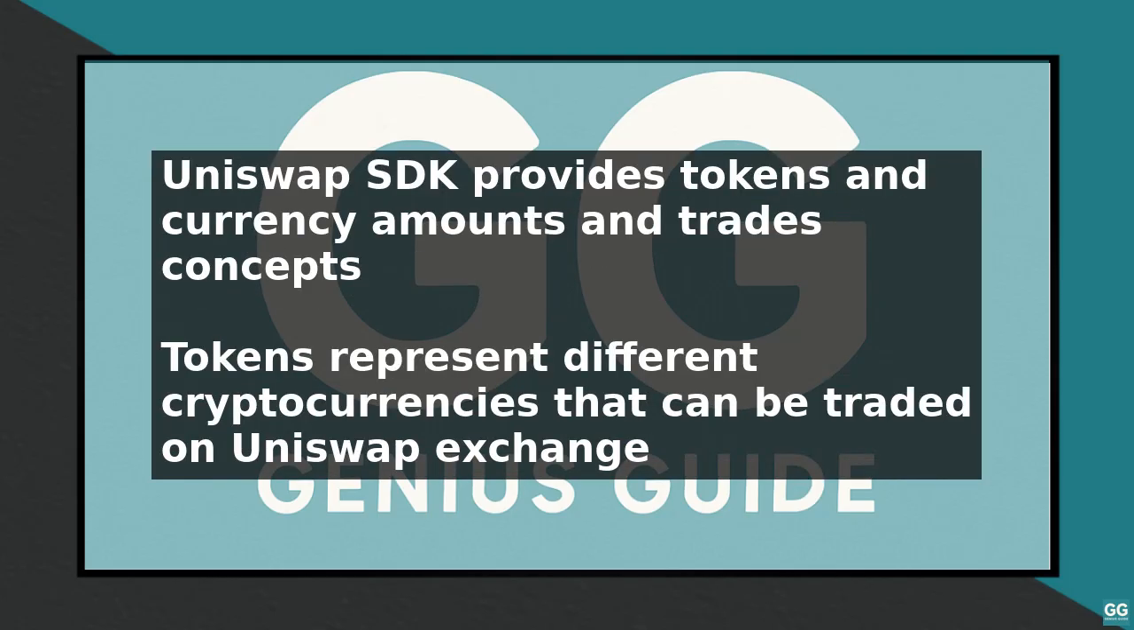The Uniswap SDK provides several key concepts, including tokens, currency amounts, and trades. Tokens represent the different cryptocurrencies that can be traded on Uniswap, such as Ethereum, DAI, or USDC. Currency amounts represent the quantity of a particular token, and trades represent the act of exchanging one token for another.